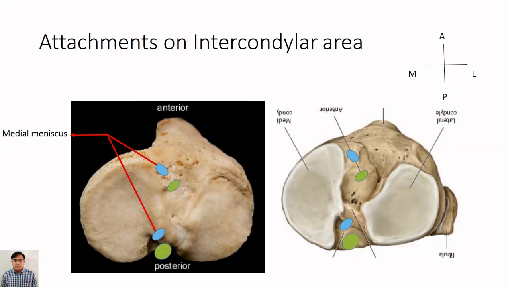This green oval area shows the attachment of the cruciate ligaments. Anterior one is the anterior cruciate ligament, posterior one is the posterior cruciate ligament. And then this blue line shows the attachment of the lateral meniscus. Anterior one is the anterior horn of the lateral meniscus, while the posterior one is the posterior horn of the lateral meniscus. And this attachment can be remembered by a mnemonic, that is Medical College Lucknow and Lucknow Medical College. Okay.